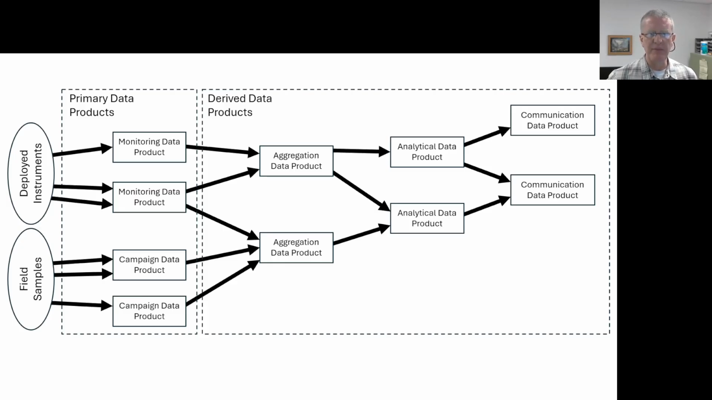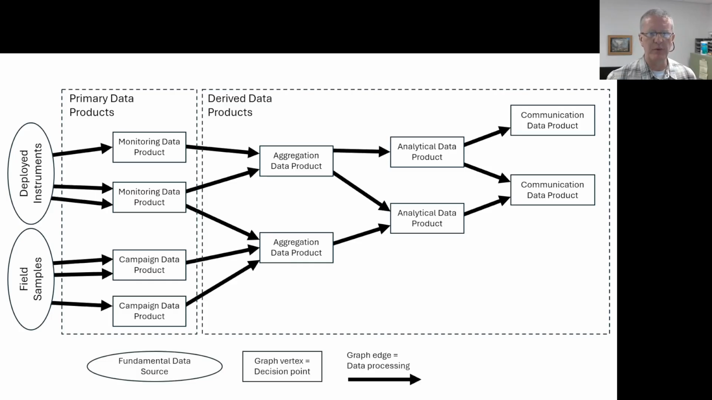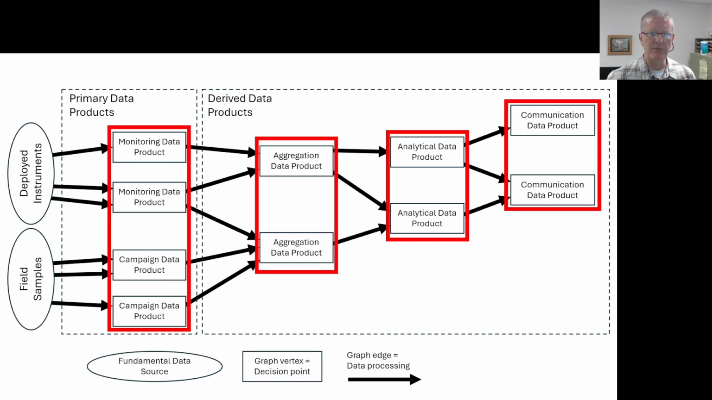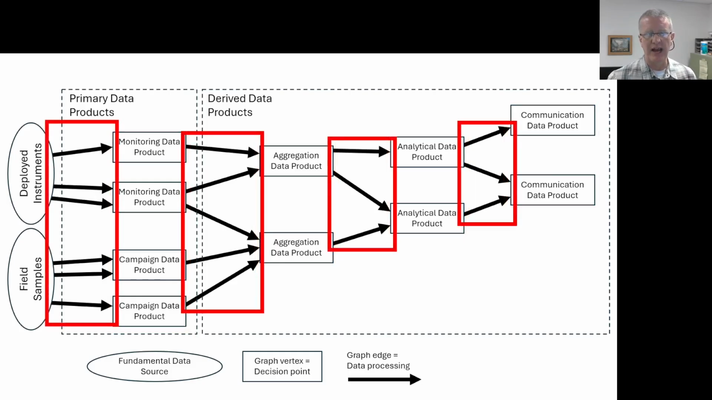With this approach, we've basically mapped scientific workflow with a directed graph associated with data flow. The vertices or boxes of the graph represent the decision points where we want to generate data products as we work through the project. And the edges or arrows of the graph represent the flow of data driven by the data processing we need to generate each data product.